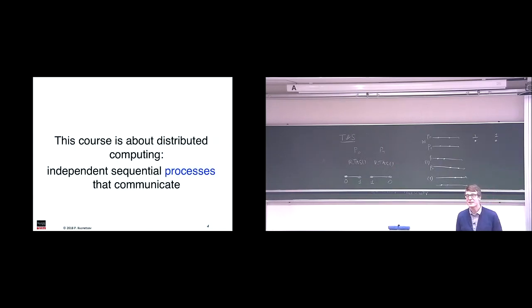So we have sequential processes. Each of the processes can be seen as a Turing machine, but modeling the system as a whole as a Turing machine is not very convenient. You could, but you lose a lot of interesting details about the mechanics of the system. So we tend to see them as independent sequential processes that communicate.